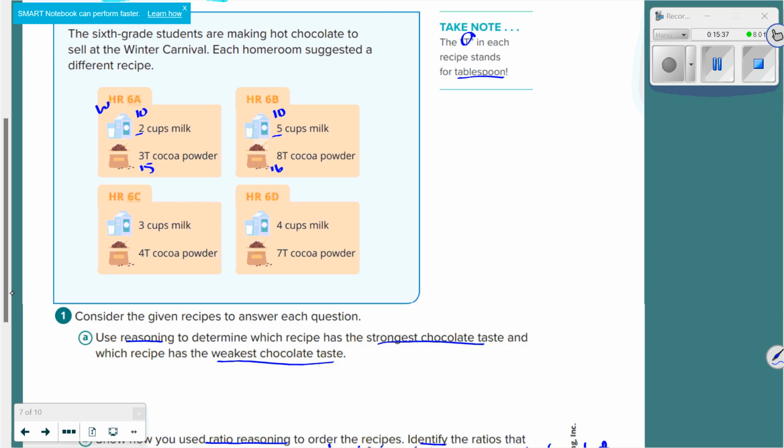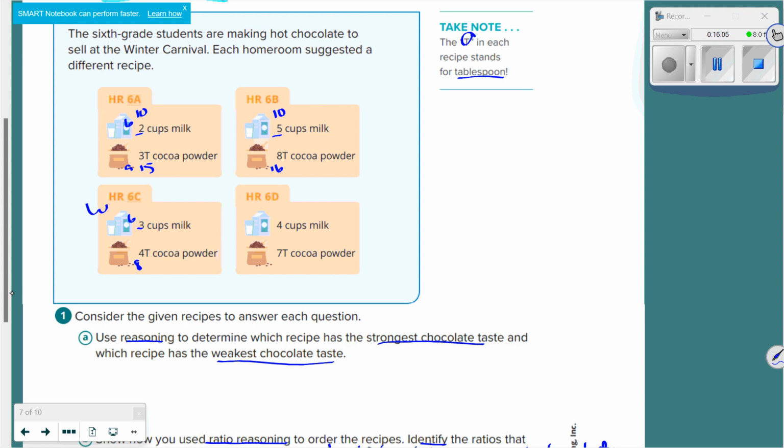So now I can do that same comparison looking at some of the other numbers. So now if I went 2 and 3, where would those be? 6. So this one I'm multiplying by 3 gives me 6. Multiply by 3 gives me 9. This I multiply by 2 gives me 6. Multiply by 2 gives me 8. Which is weaker, 9 or 8? 8. So I now know this is weaker than this one.